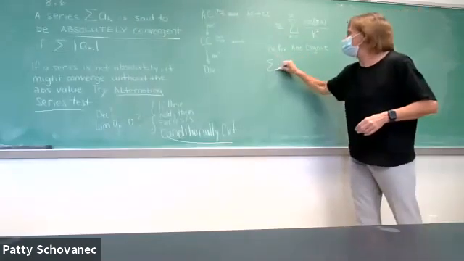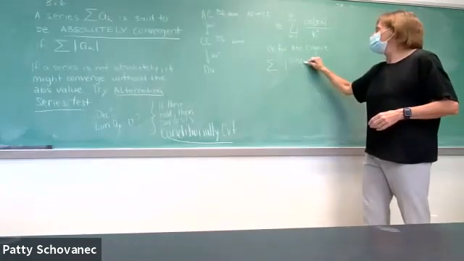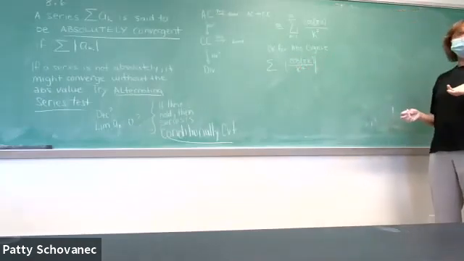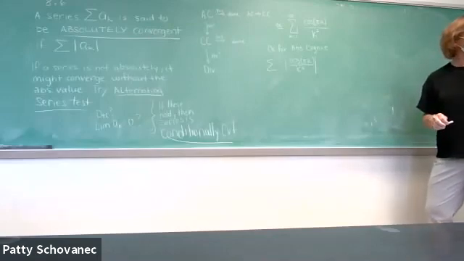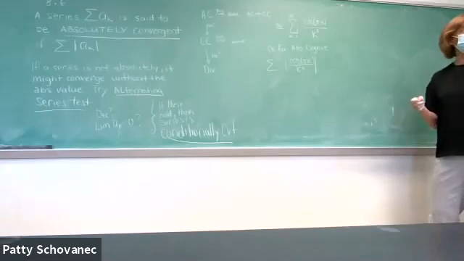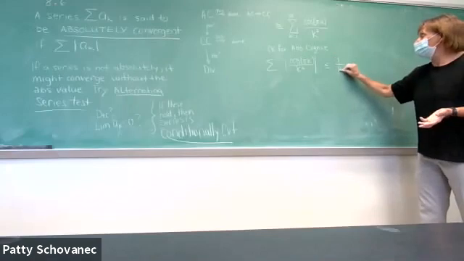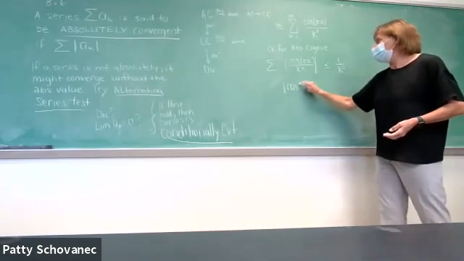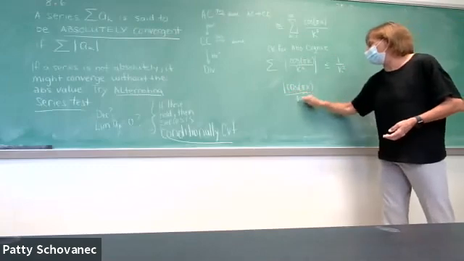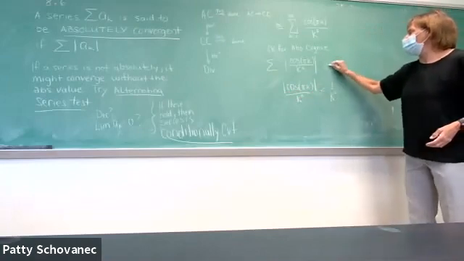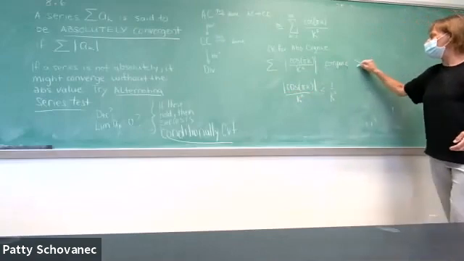I'm going to run a test on this series. K squared is already positive, so I'm really just taking the absolute value of the numerator. But depending on whether k is even or odd, the numerator is 1 or negative 1. So a comparison test falls into my lap. At its very largest, the numerator is 1. I should write that the absolute value of cosine of pi times k over k squared is less than or equal to 1 over k squared. So I'm going to compare to the series 1 over k squared.